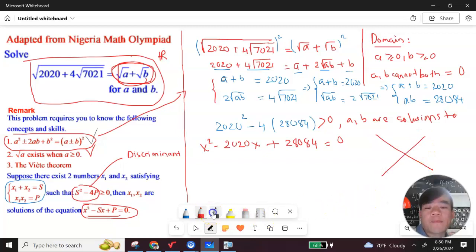Now we factor this one, we use the AC method. We put this 28,084 on the top, this is C, and this is B, put negative 20 on the bottom. Now we need to find two integers. When you add them up, equal the bottom. And when you multiply, equal the top, right?